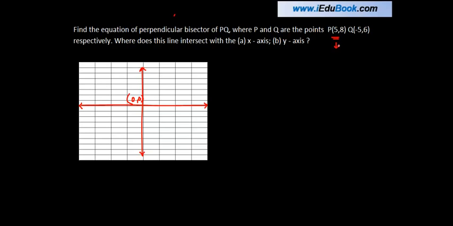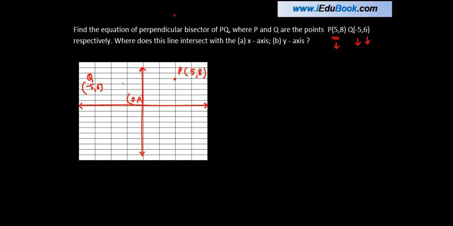P has both the numbers positive, so it should lie somewhere in the first quadrant. So let's say this is point P, 5 and 8. Q has x coordinate which is negative, but y is positive, so it should lie somewhere in the second quadrant, right? Let's say this is -5 and 6.